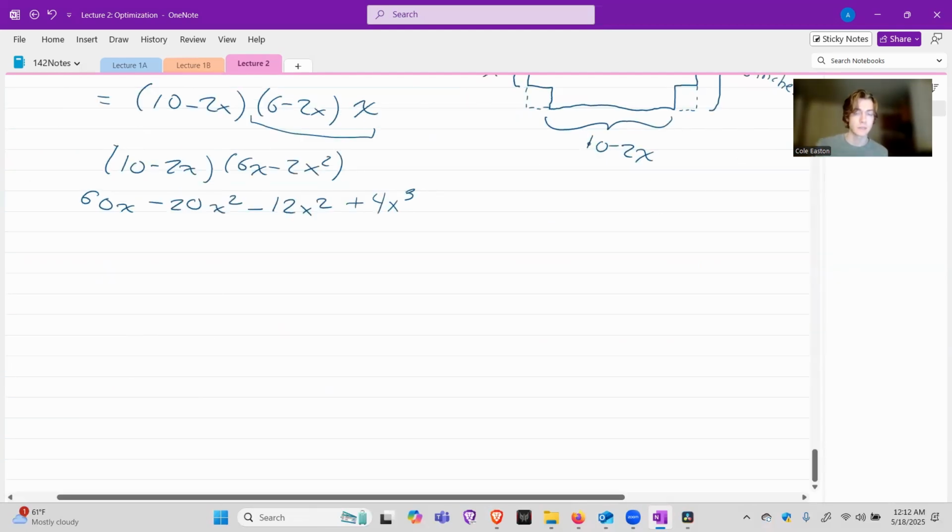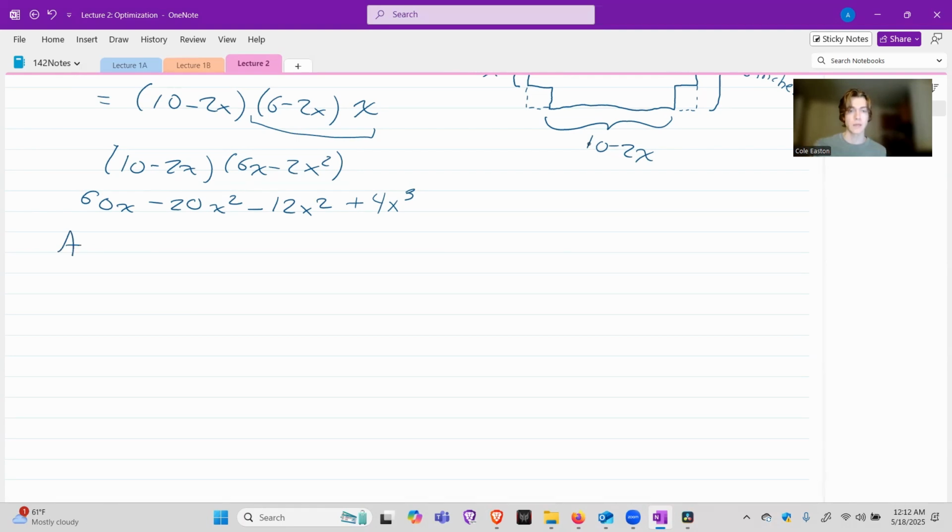Let's rewrite this in a more conventional order. So we have V equals 4x cubed minus 32x squared plus 60x. Now, as usual, we're going to take the derivative of the volume with respect to x. And so we have dV/dx equals 12x squared minus 64x plus 60.